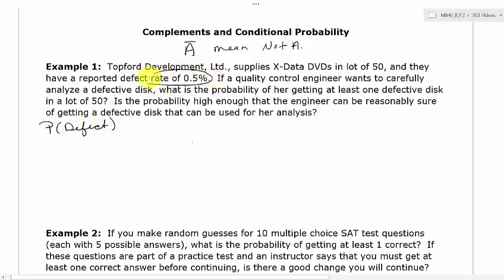So we have the probability of a defect given to us in the word problem here. The probability that we're going to find a defect is 0.5%. We want to write that as a decimal, which means we need to move our decimal point two positions to the left. So 0.5% would be the same as 0.005. What we're interested in finding is the probability of at least one defect.